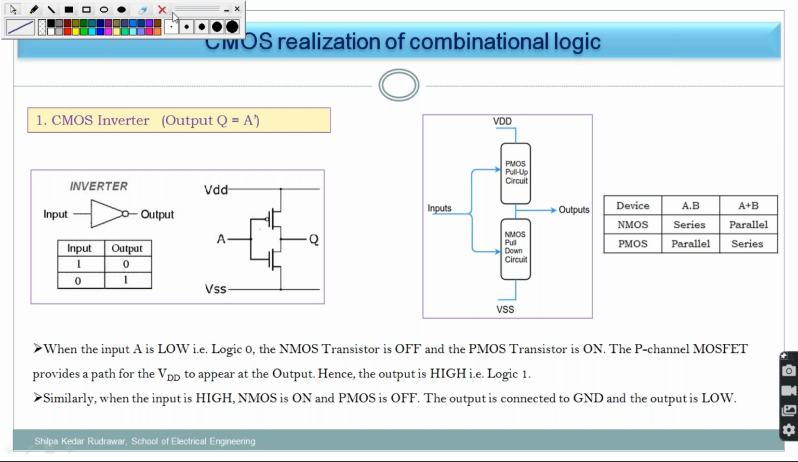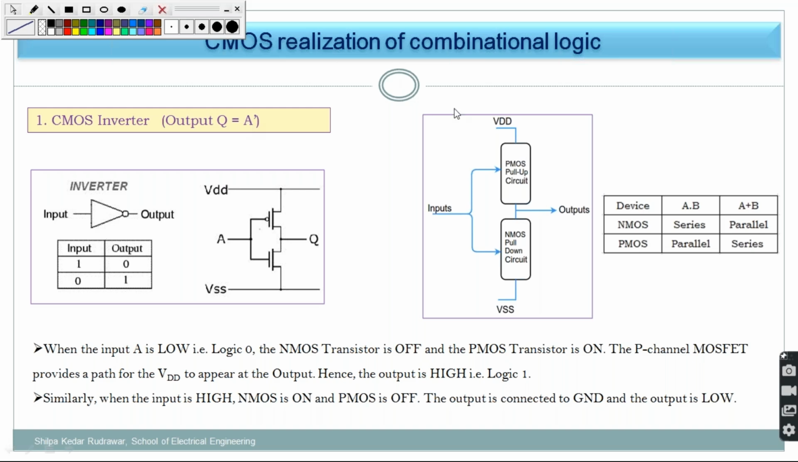So I'm writing Q equal to A complement. A dash is nothing but A complement. So instead of writing that bar, I have written dash. Okay, so how many variables do I have? Only one variable, and what is the output? Since it is only one variable, I require one PMOS and one NMOS.